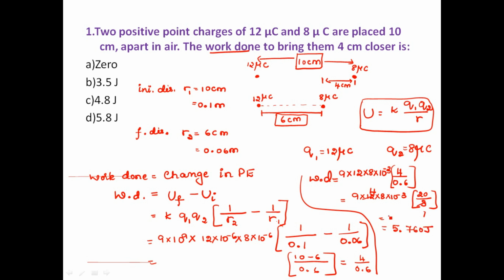joules, or 5760 into 10 to the power of minus 3 divided by 10 to the power of 3, we get 5.760, which is approximately equal to 5.8 joules. This is the work done, which is equal to the change in potential energy. So the closest answer for 5.760 joules is 5.8 joules. Hence option D is the correct one here. Hope you are clear with this.